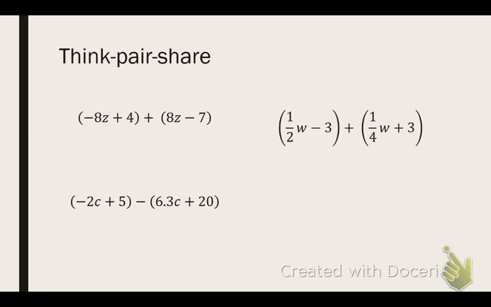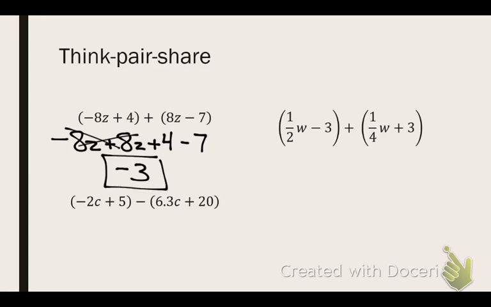Everybody done with the first one? Yes. Okay. What did you group next to negative 8z? Positive 8z. Plus 4, minus 7. Negative 2. The z's cancel. Negative 3. Who got negative 3? Me. Yay, I could tell Kayla got it. Little happy dance. Okay. All right, great job.